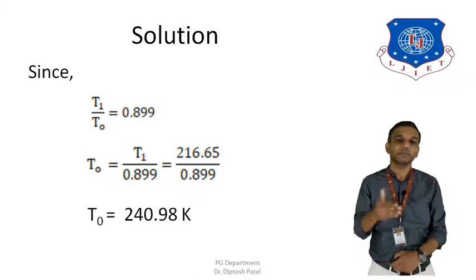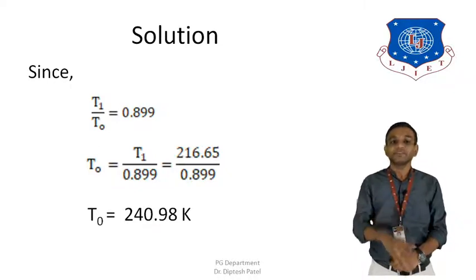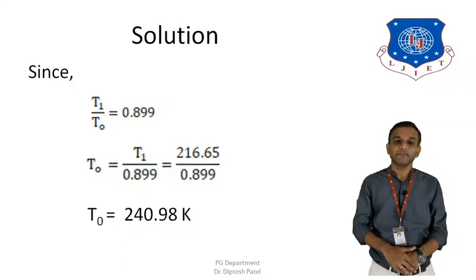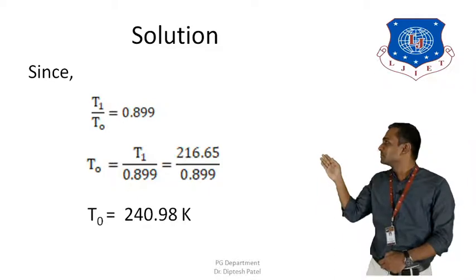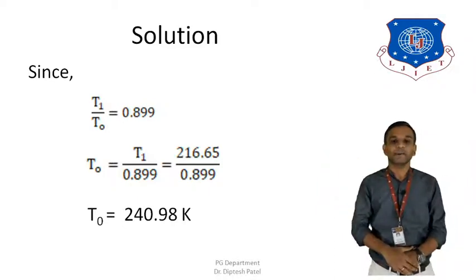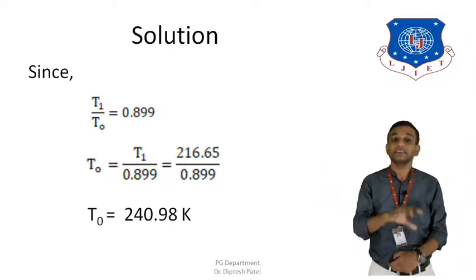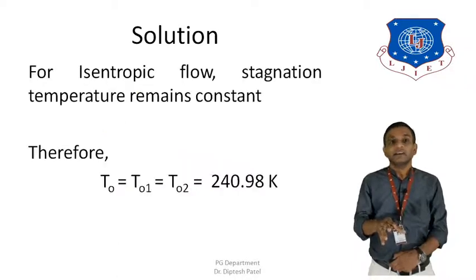So therefore, T0 is equal to T1 upon 0.899. I'm going to put the value of T1, which is 216.65, divided by 0.899, and I'll get T0, which is equal to 240.98 Kelvin. So this is the stagnation temperature.